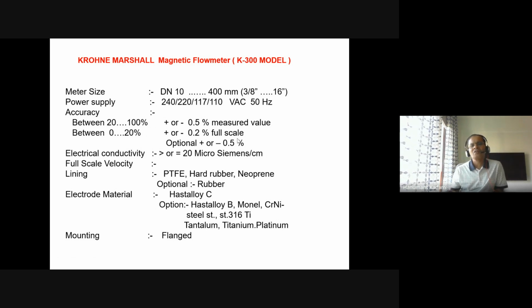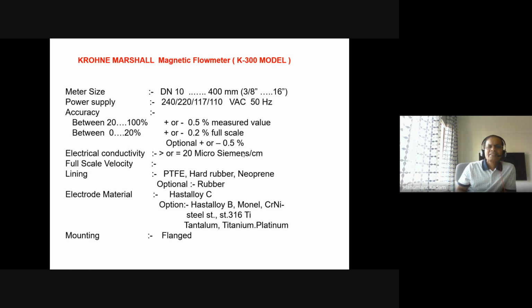And there is another scale, full scale or measured value, whatever you can have. Optional plus or minus means you just have 0.5% of a measured value. Suppose that is the variation we can say. Suppose you are measuring a flow rate of 60 liters, so it will be only a 0.5 percent deviation in that percentage. So that much accurate I can say.